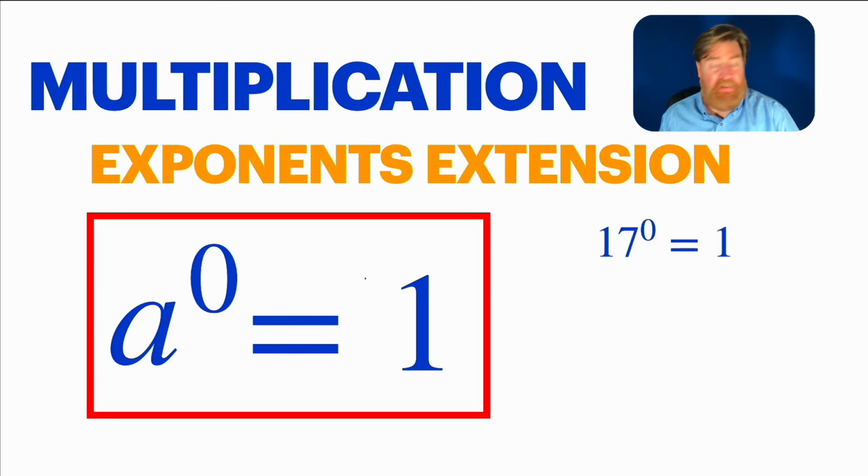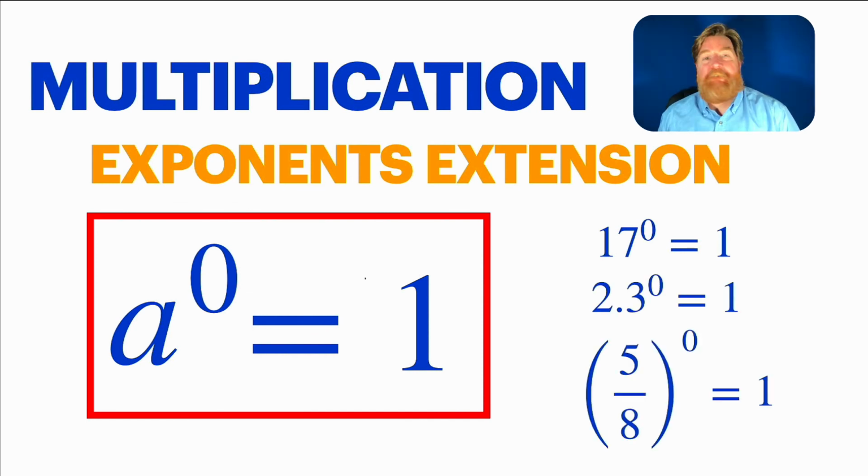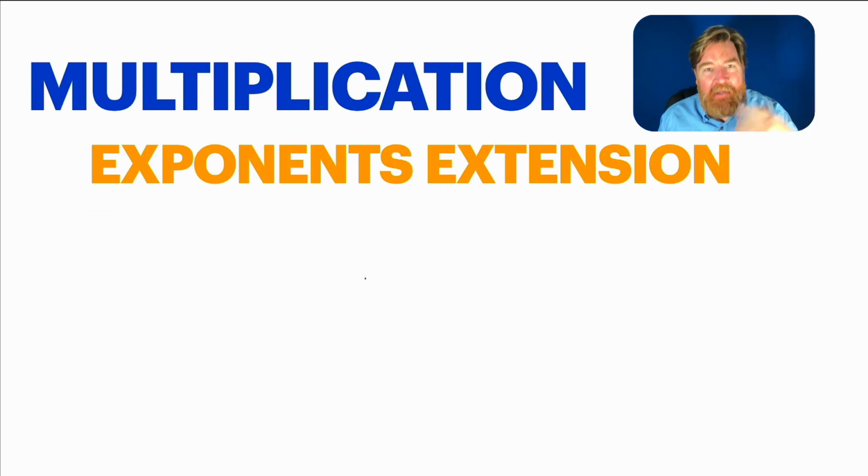17 to the 0 power, that's 1. 2.3 to the 0 power, that's 1. 5/8 to the 0 power, that equals 1. All right, piece of cake.